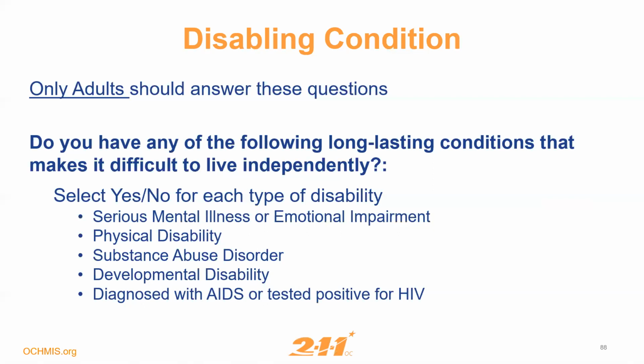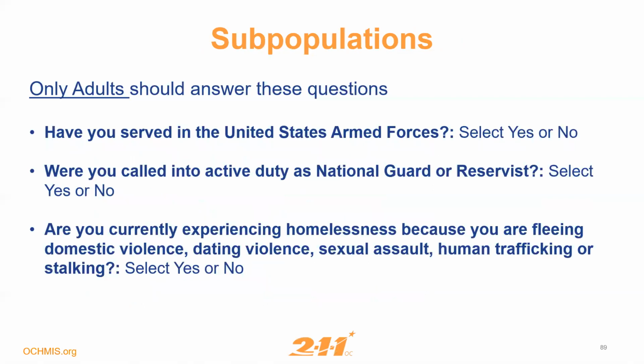Then we would like to know about subpopulations. So you should ask these questions to adults only. Have you served in the United States Armed Forces? And the client will select yes or no. Were you called into active duty as a National Guard or reservist? Yes or no. Are you currently experiencing homelessness because you are fleeing domestic violence, dating violence, sexual assault, human trafficking, or stalking? And the response options are yes or no.